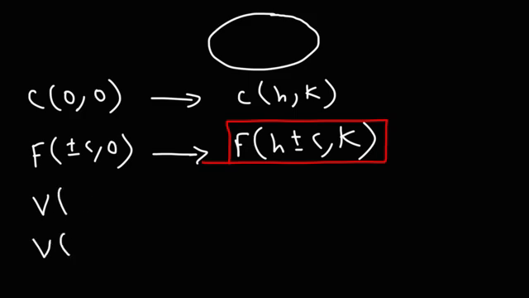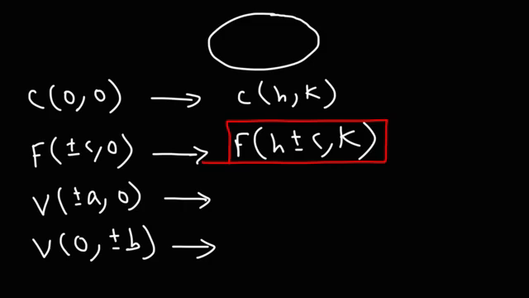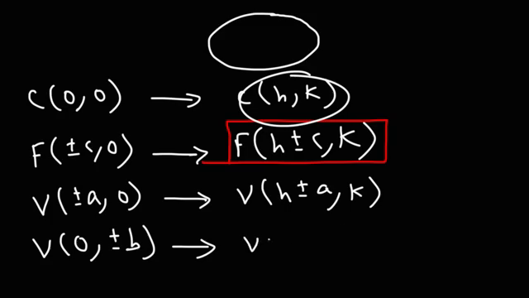Now the coordinates of the vertices are plus or minus a comma 0, and 0 comma plus or minus b. So when it's shifted, all you've got to do is add the coordinates of the center to the vertices to get the new ones. So to get the major vertices, it's going to be h plus or minus a, comma k, and for the minor vertices, it's going to be h comma k plus or minus b. Now let's consider the situation if we have a vertical ellipse.